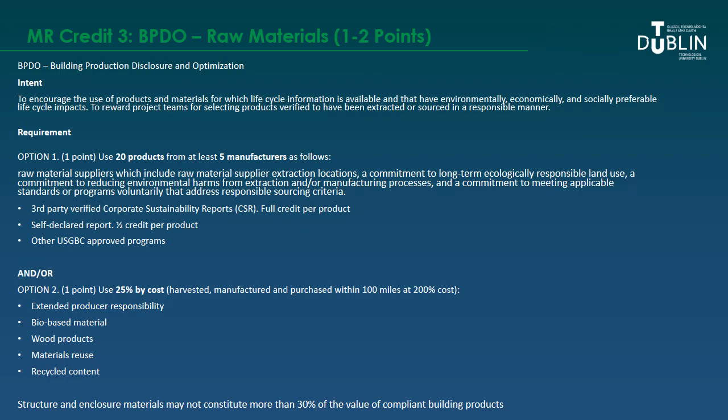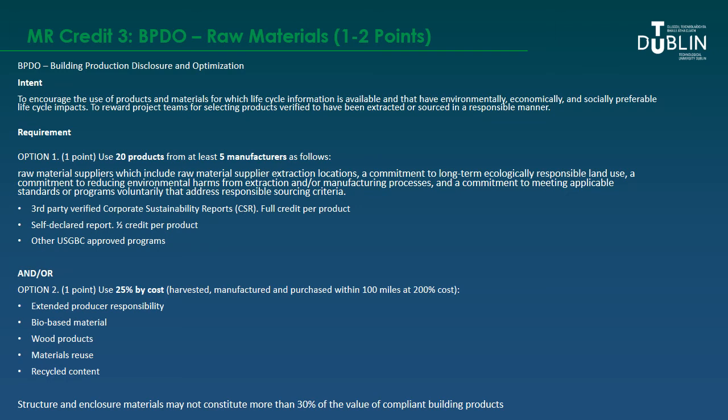You need to have a report per product, so it's either a self-declared report by the manufacturer, which is only worth half credit, obviously, because it's not as robust, or you have a third-party verified corporate sustainability report in which you get a full credit, and the manual will give a list of CSRs that are acceptable, including US Green Building ones that could be approved separately that aren't on the list if they meet the criteria. And then the optimization part in option 2 is similar again, but this time it's 25% by cost, with the same penalty for 100 miles, so 25% of the total cost of all the building materials needs to have products that meet one of these criteria.